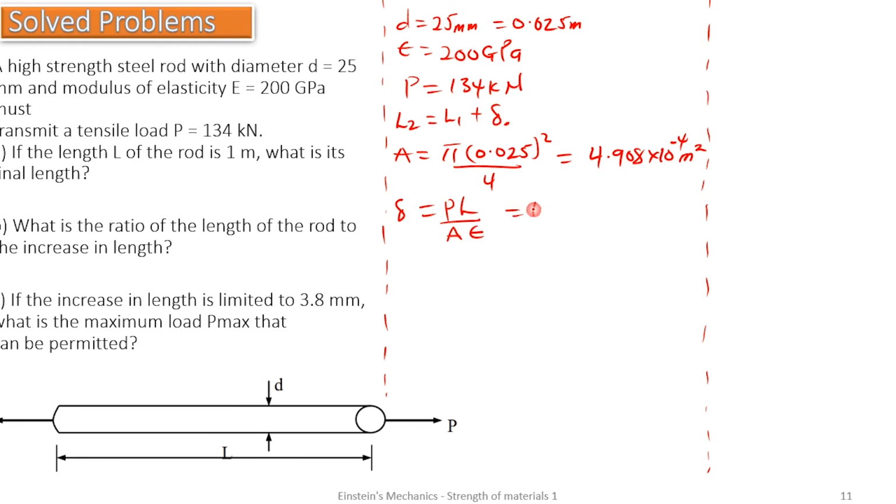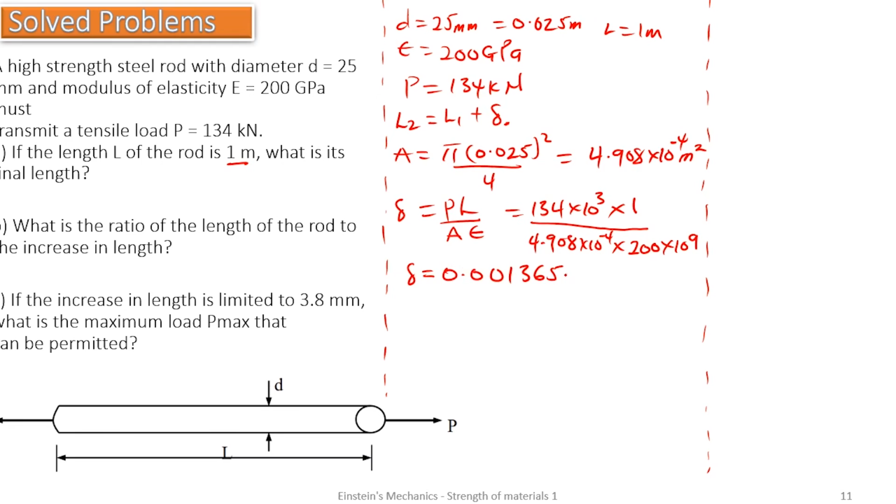So we have our P to be 134 kilonewtons, and our length L is 1 meter, over our A, the area, which is 4.908, and our E is 200. Therefore, our change in length is going to be 0.001365 meters. But the question said we should find the final length.